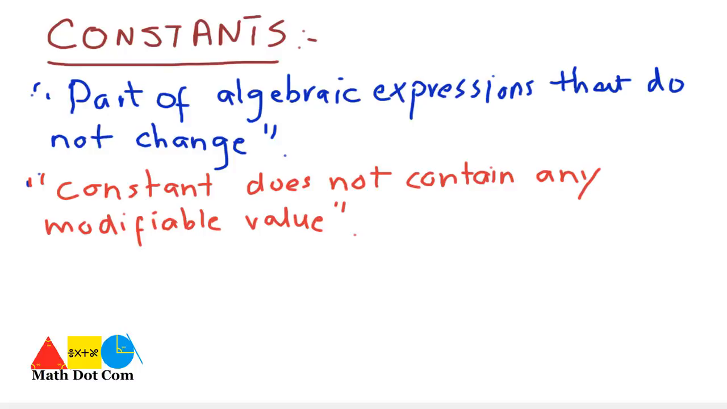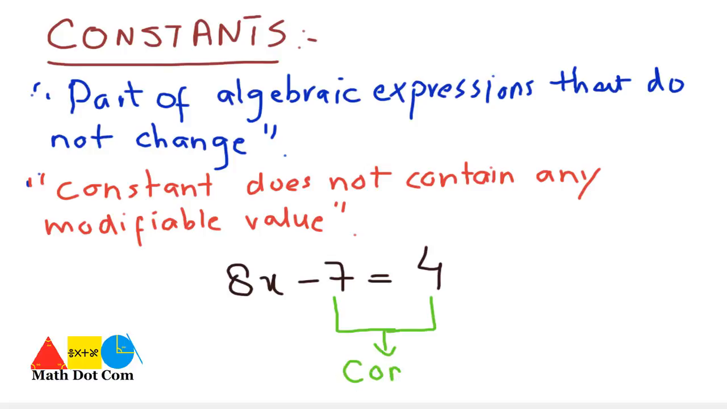Now let's see through an example what the constants actually are. Let's take an example. We have 8x minus 7 equals 4. So, what are the constants here? The constants are basically those parts of the expression that do not change. Here, 7 and 4. These are the constants, as they do not contain any variable that will change their value.